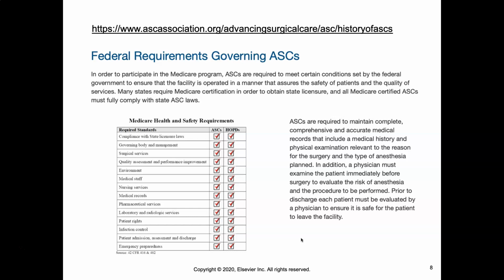Those are Medicare requirements. And in many states, Medicare certification is required in order to obtain state licensure, and all Medicare certified ASCs have to fully comply with state ASC laws. So the feds and the states are both agreeing that whether you're an ASC or a hospital outpatient department, you have to meet all of the requirements of both, which are identical.